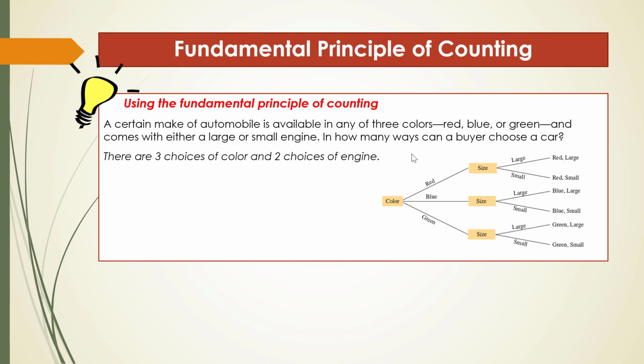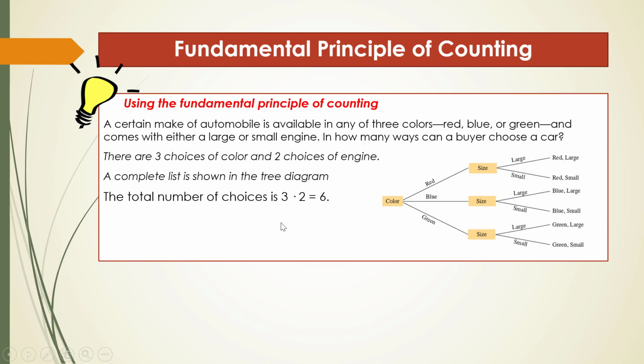So there are 3 choices of color and 2 choices of engine. The total number of choices is 6. We got 6 combinations, and 6 can be computed by multiplying 3 with 2.